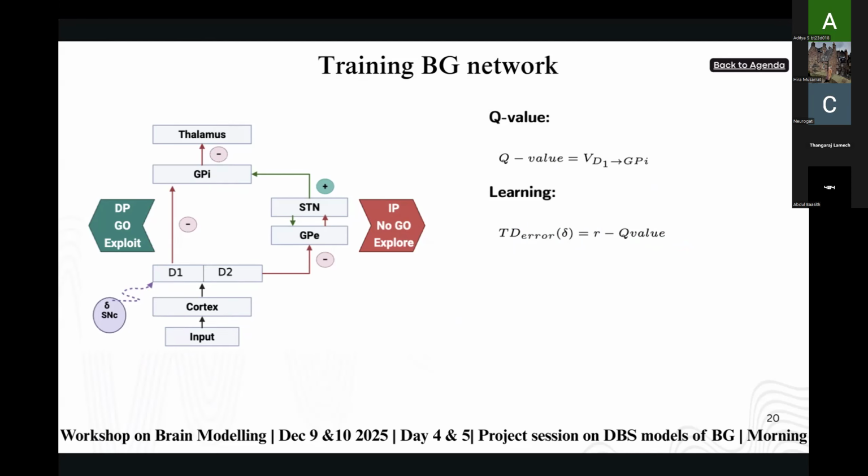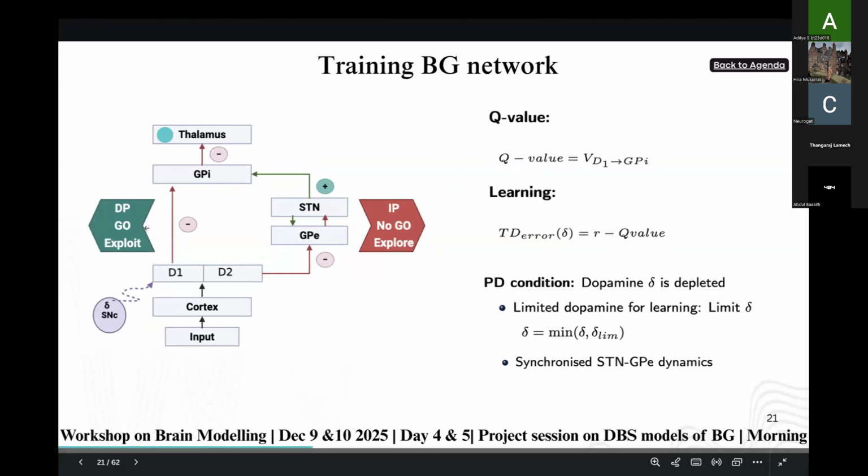If you want to look at what happens under Parkinson's condition, generally the network is trained using this, but how do I replicate the PD condition within this training network? Under PD condition, the dopamine gets depleted. So we have to limit our delta as well, because delta is dopamine. We will limit our dopamine to some upper cap value. It can't fire beyond a limit because some of the cells might have died. Before, it might have fired at 100%. Now it will only fire at 50%.